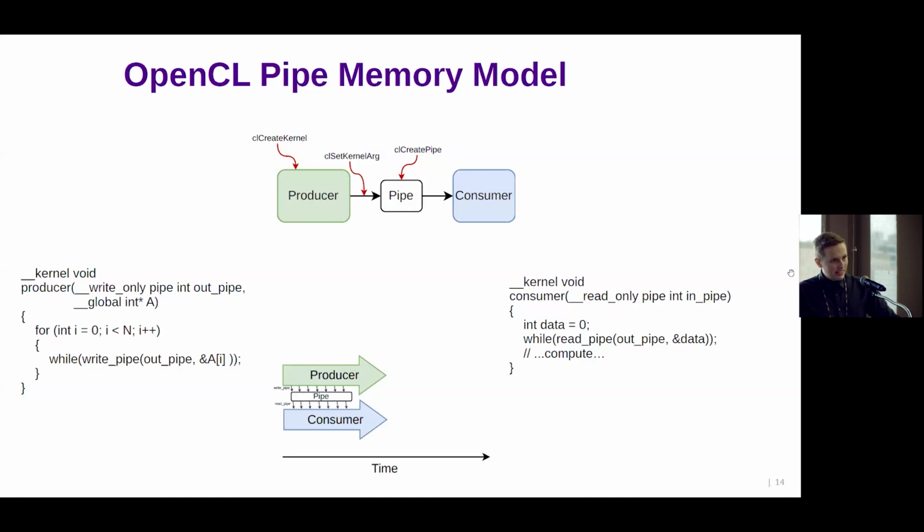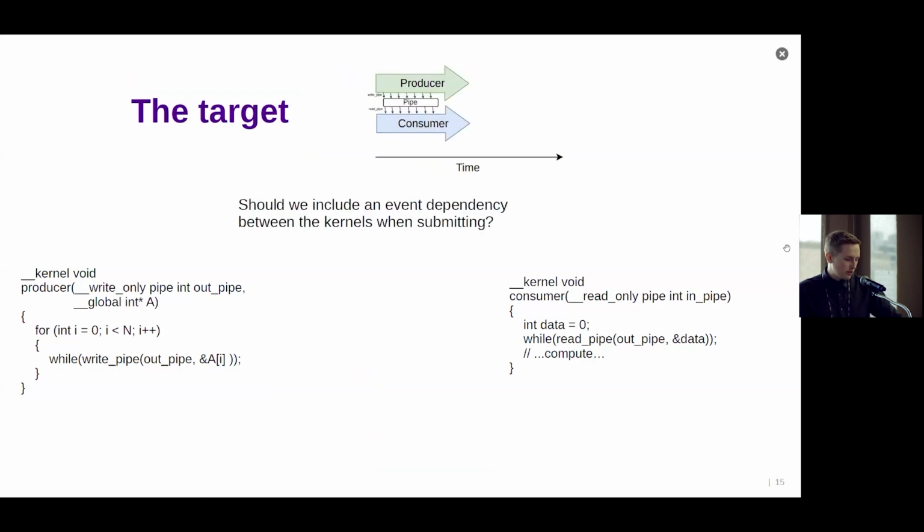Okay, so now we have created these programs, and we would then compile this for this FPGA. So we would generate the hardware for this and start writing the host software. And the question is, when we're submitting these to a command queue, let's say an out-of-order command queue, should there be an event dependency between these kernels when we are submitting these?